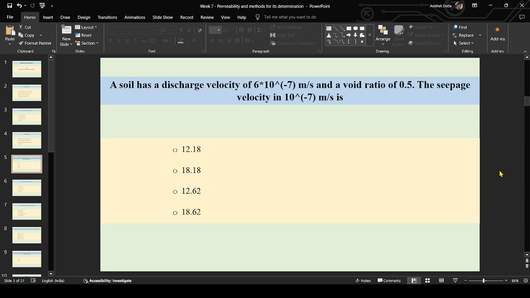So the question was: a soil has a discharge velocity of 6 into 10 to the power minus 7 meter per second and a void ratio of 0.5. The seepage velocity in 10 to the power minus 7 meter per second is. Your options are: first, 12.18; second, 18.18; third, 12.62; and the last option is 18.62.